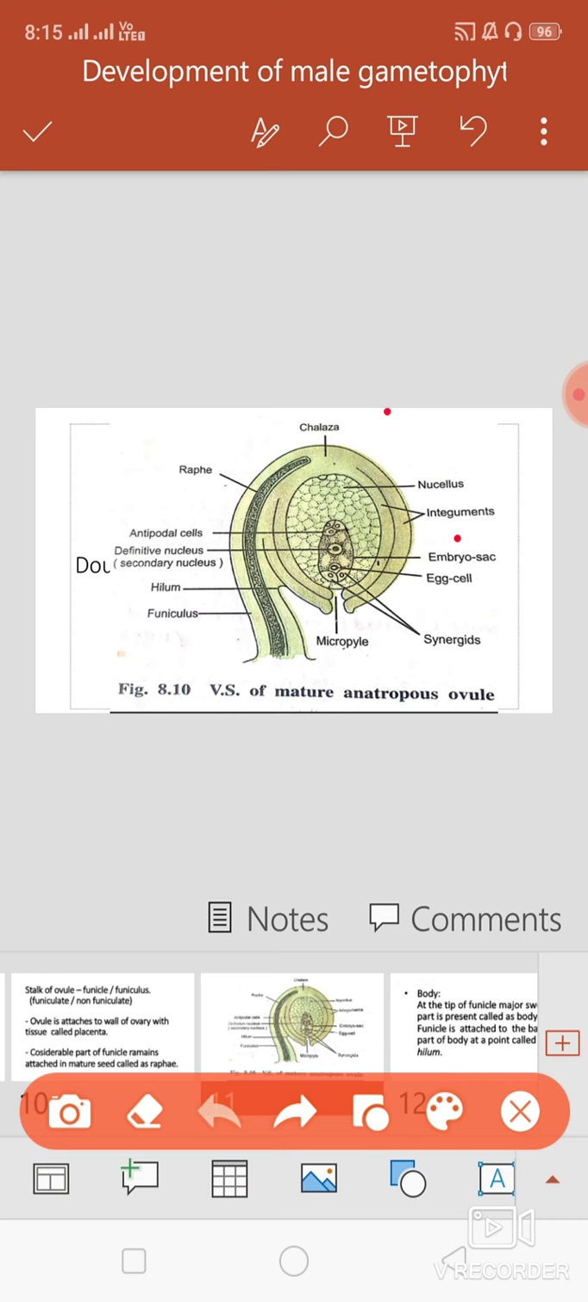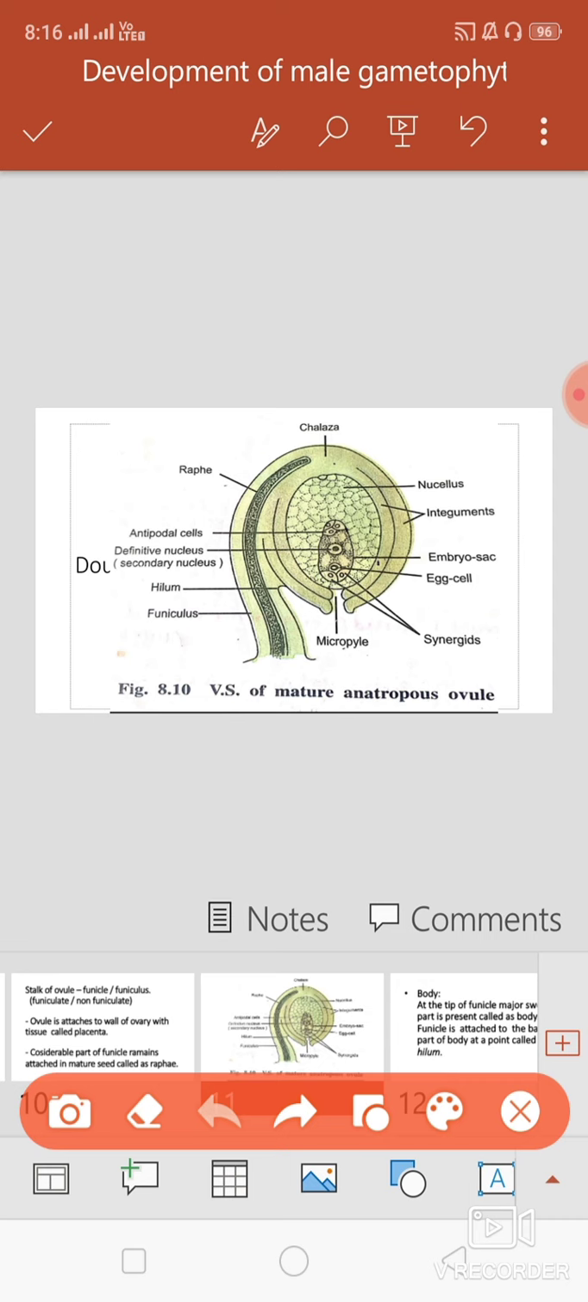Integuments are protective in nature. Means these integuments protect the nucellus and embryo sac. Inside this integument, nucellus and embryo sac are present. Then these integuments surround completely this nucellus except a small portion at the opposite end or terminal end. Means these integuments do not completely surround this nucellus. Here a small portion is present, that is, they leave some gap, right?